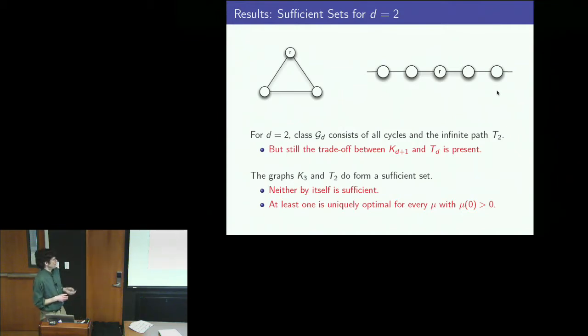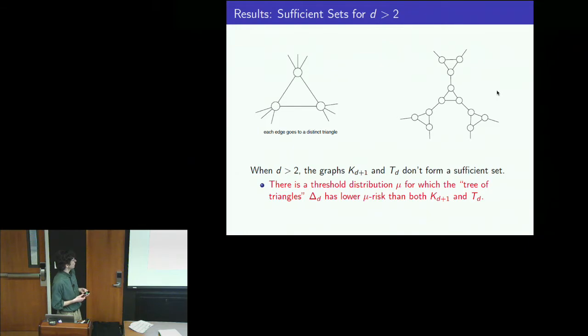But it turns out, and here's the next breakdown of our intuition, we thought the game was going to be to prove this for larger d. That was not true. They do not form a sufficient set when d is greater than 2.